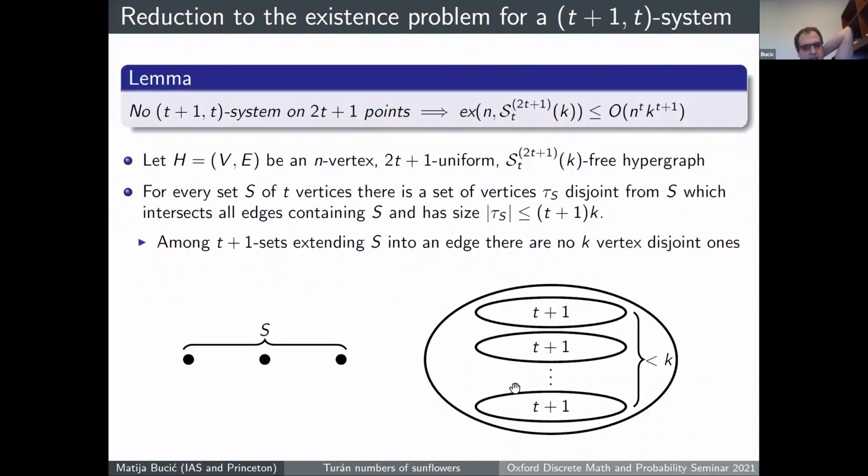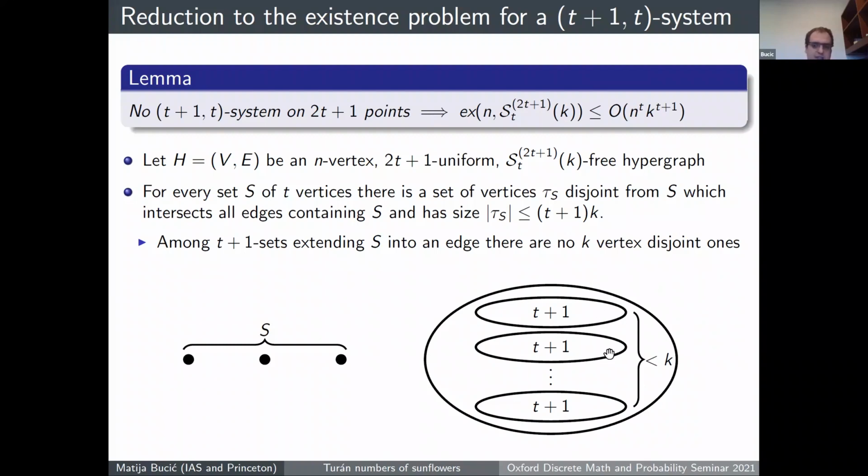So let's look at the picture. Here is our t element set. Let me show you why such a small cover set exists and what this object actually is. We look at our t vertex set S, and we look at all the t plus 1 sets which extend S into an edge of H. The hypergraph consisting of these t plus 1 sets is called the link hypergraph of S. What we want is to find a so-called cover of this link hypergraph, this tau of S, which will intersect every edge of this link hypergraph. This is a fairly easy thing.